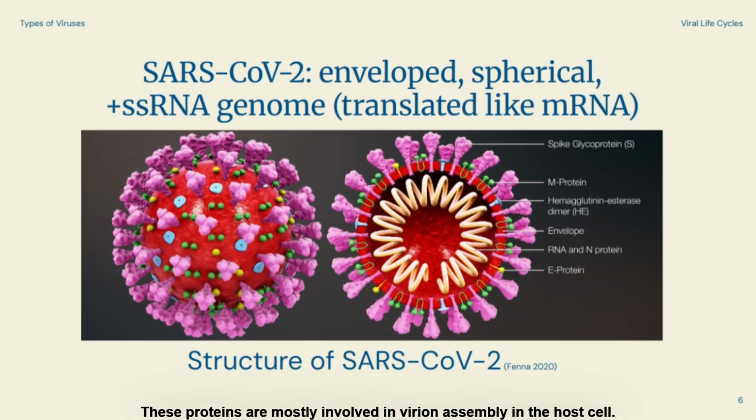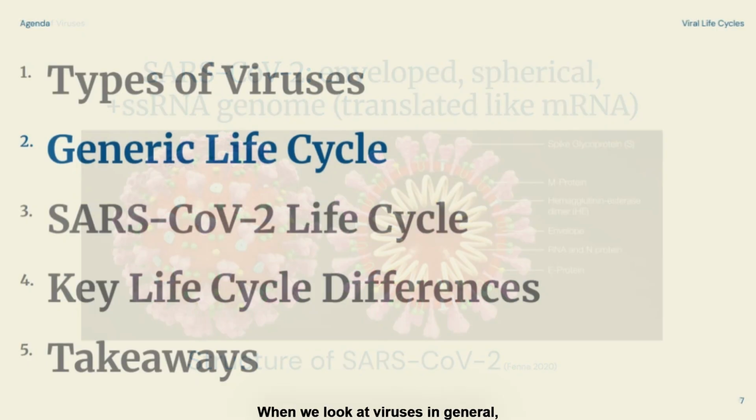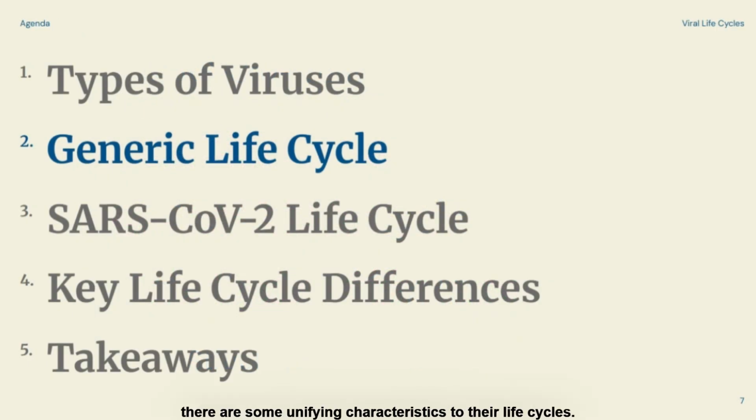These proteins are mostly involved in virion assembly in the host cell. In the center of the virion, the N protein makes up the capsid protecting the RNA genome. When we look at viruses in general, there are some unifying characteristics to their life cycles.